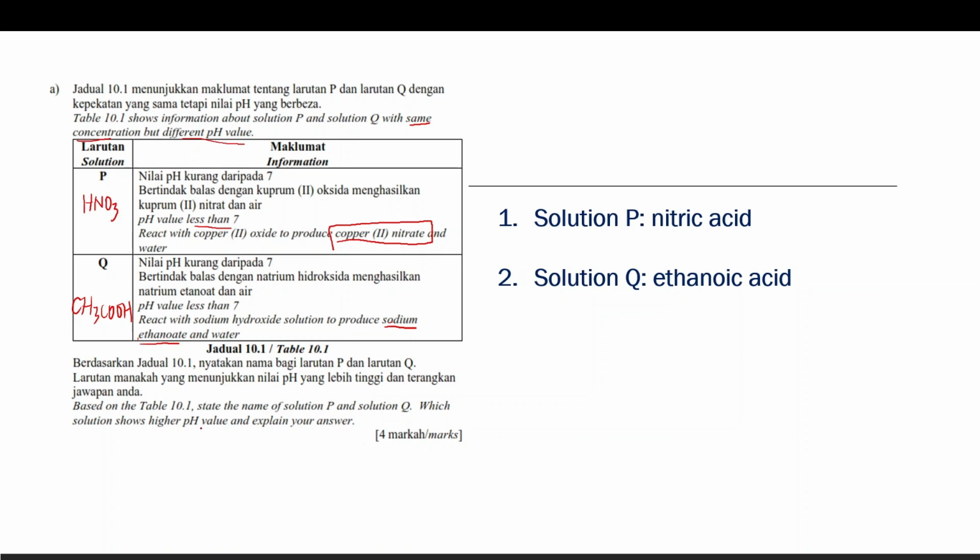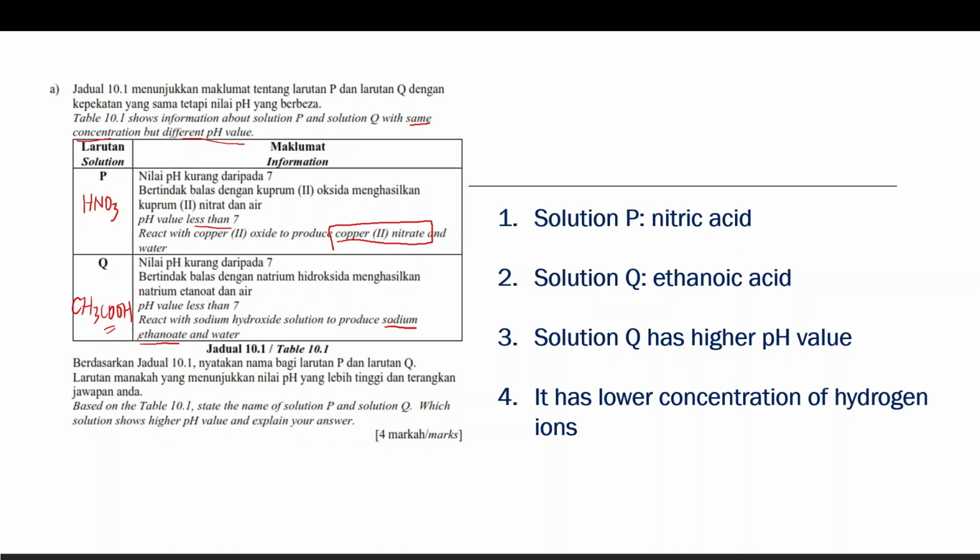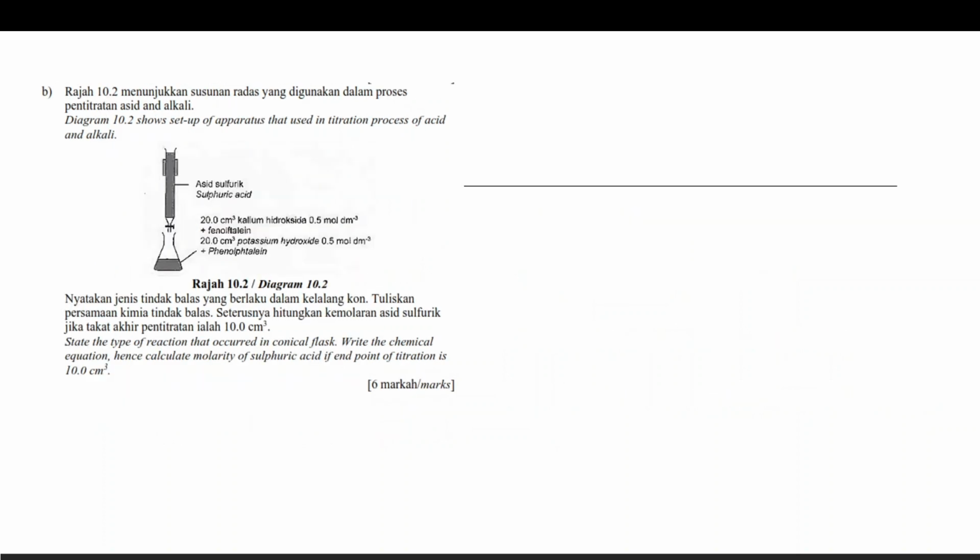So which solution has a higher pH value? We know that if lower than 7, higher pH will be less acidic, right? So here the weak acid will have the higher pH value. So Q has a higher pH value. Why? Explain your answer. It has a lower concentration of hydrogen ions because it is ionized partially in water to produce a low concentration of hydrogen ions.